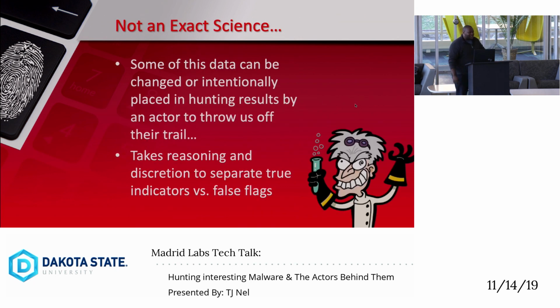Now, I do need to note that this is not an exact science, right? There are many ways in which a malware actor can intentionally change or place information in these hunting results that throws off a researcher like myself. There are a lot of iconic examples where these are just files at the end of the day, and they can be changed, modified, and manipulated to send false flags. It takes a lot of reasoning and understanding of these different pieces of malware to really filter out the true indicators versus false flags.